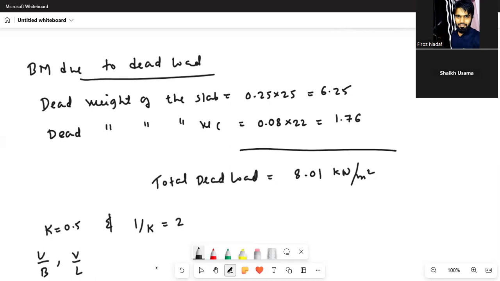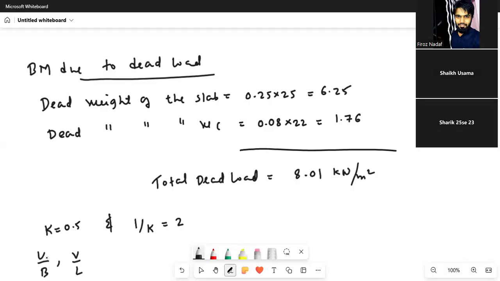Okay, U by B and V by L. So here we do not have the concentrated load. Since we do not have the concentrated load, the U value will be equal to B value and V value will be equal to L value. So U by B is 2.5 by 2.5, you're getting 1. Similarly, V by L will be 5 by 5 equal to 1, because it is a uniformly distributed load.